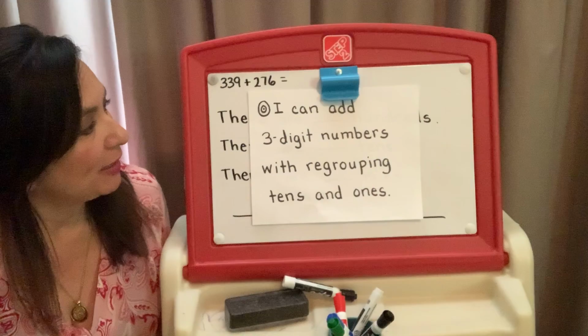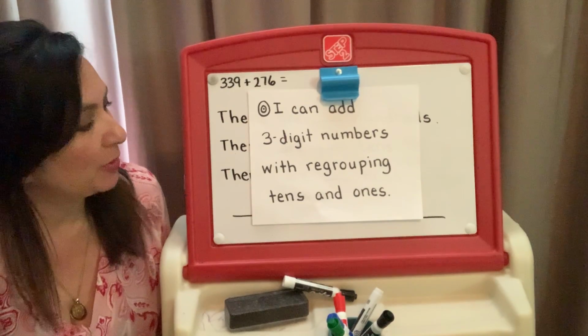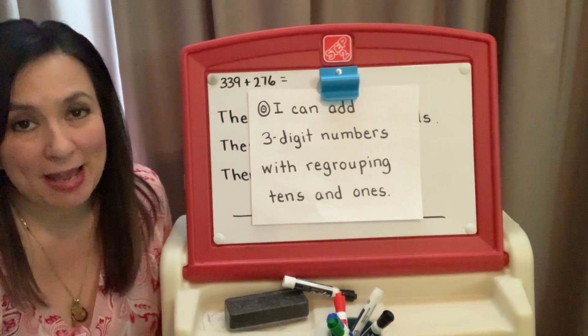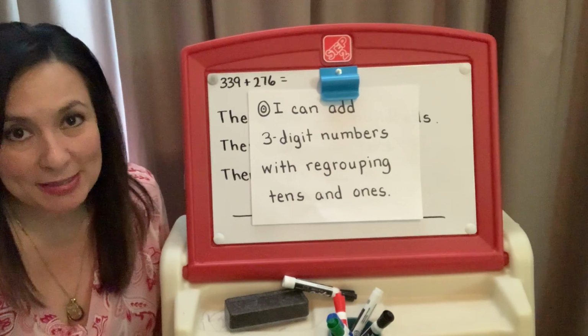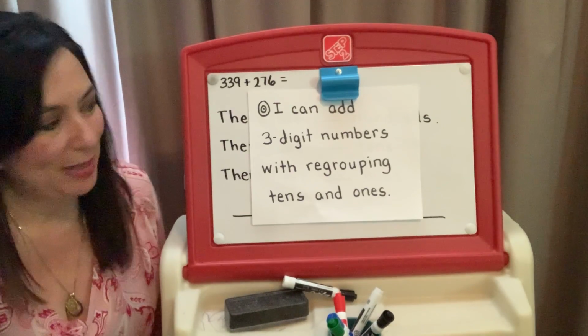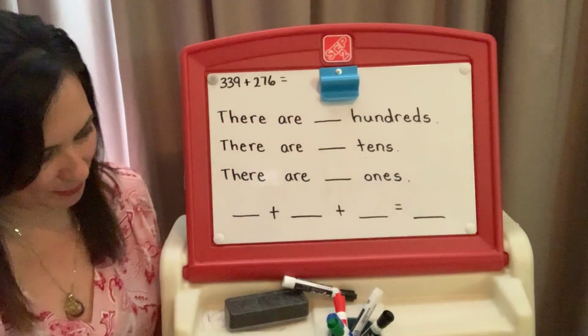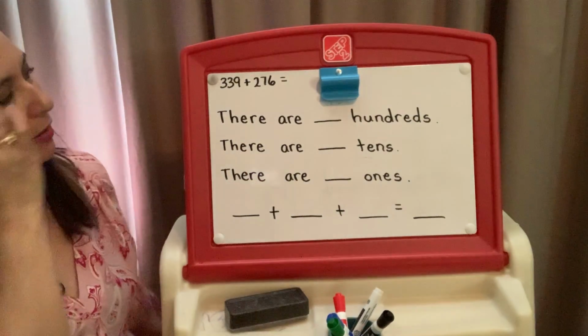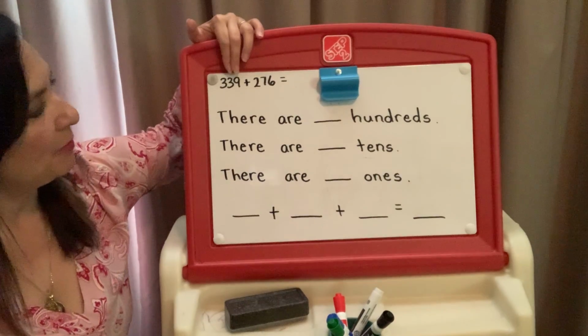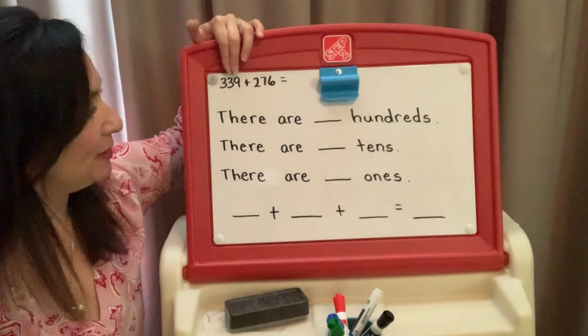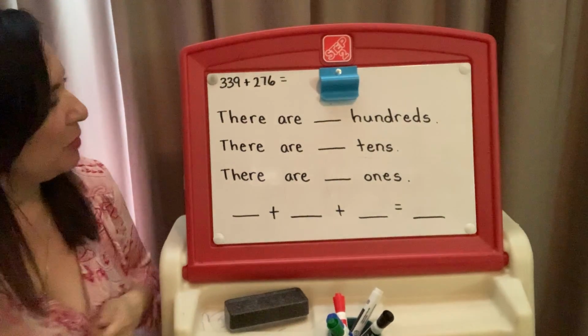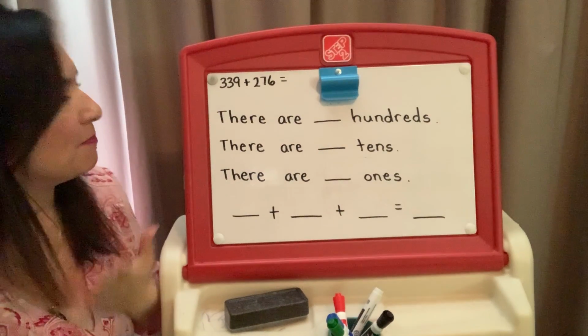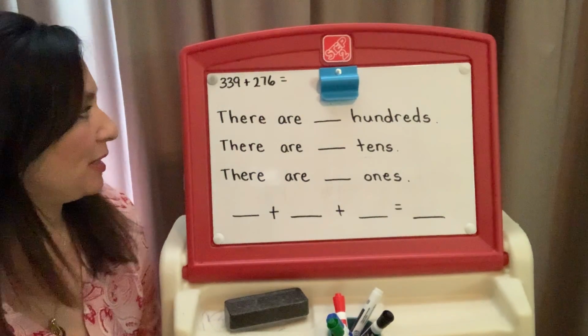Today our learning target is I can add 3-digit numbers with regrouping tens and ones. And we're going to practice this a couple of different ways. I wrote an equation here, 339 plus 276. So I thought we'd solve this by really focusing on place value.